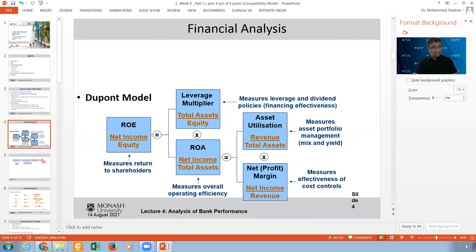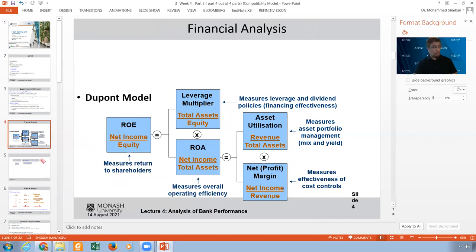And then this is the first stage, which is the ROE and the leverage, net income over total assets. This measures the overall operating activities and efficiency, and this will be broken down to asset utilization, which measures the asset portfolio management and maximum yields, which is the revenues over total assets. And the other measures the effectiveness of cost control, which is the net income over the revenues.